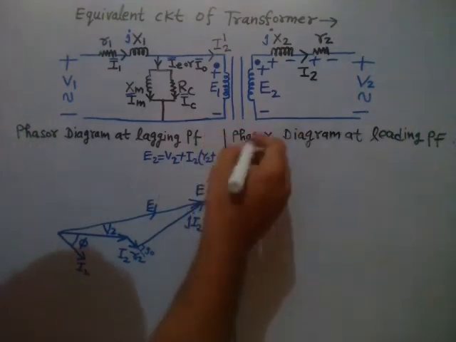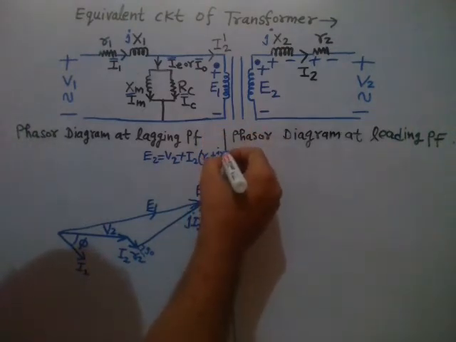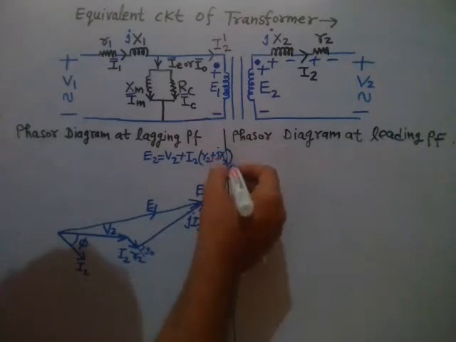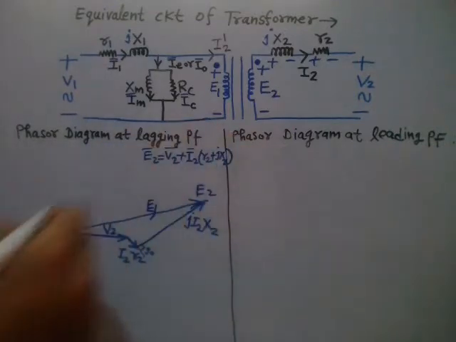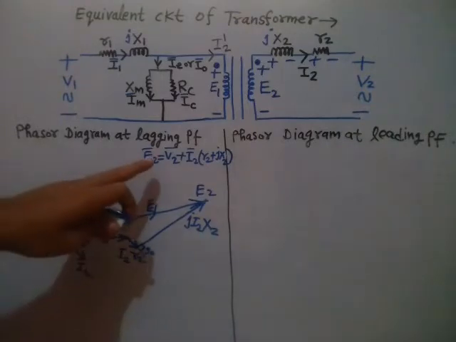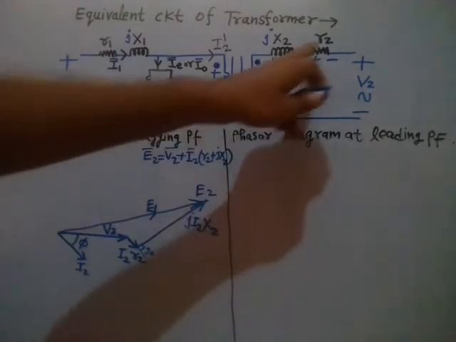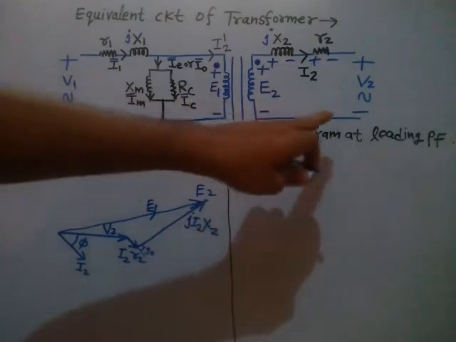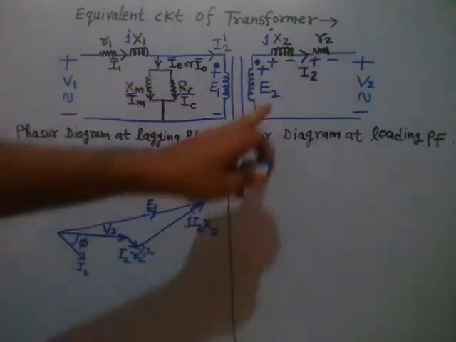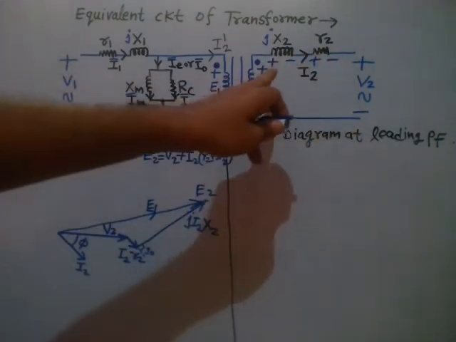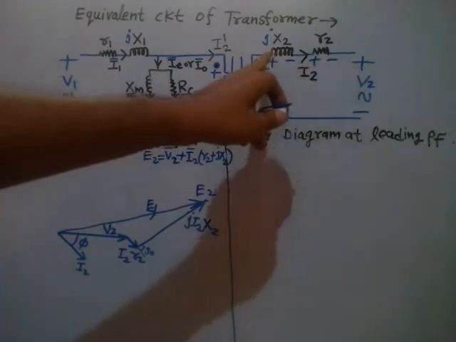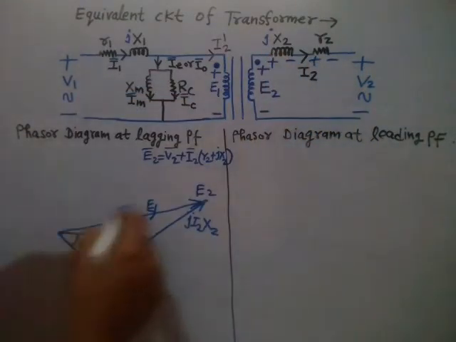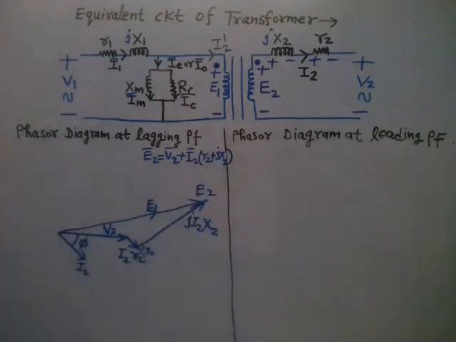I2 plus j times of x2, right? And remember, all these are phasor values, phasor notation. So let me represent the phasor notation. Even if you apply KVL, Kirchhoff's voltage law, you can get the same, right? E2 is equal to V2 plus I2 times R2 plus j times of x2. So this is the corresponding phasor for this phasor equation, right?